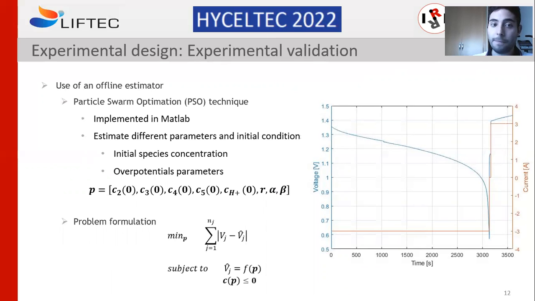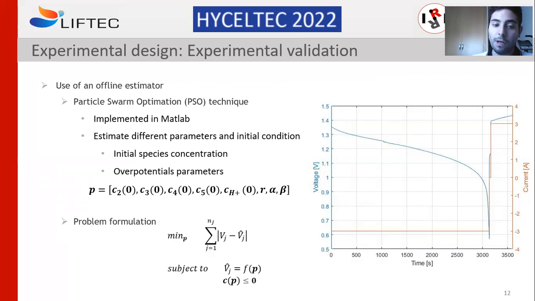In order to validate the model, we have used an offline estimator, which is a parameter estimation optimization technique that can be easily implemented in MATLAB, and it helps to estimate the different parameters and initial conditions of the concentrations. The parameters that have been estimated are the initial species concentrations, which are the vanadium species and the hydrogen ions, and the overpotential parameters, where R is directly related to the ohmic losses and alpha and beta are related to the activation overpotentials.